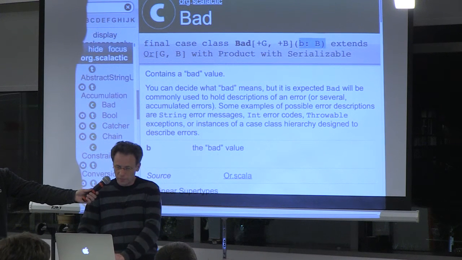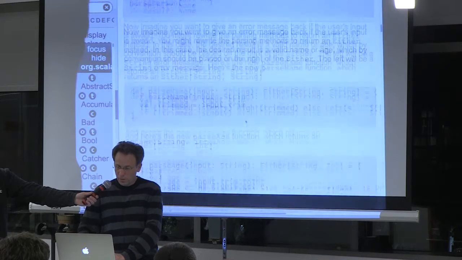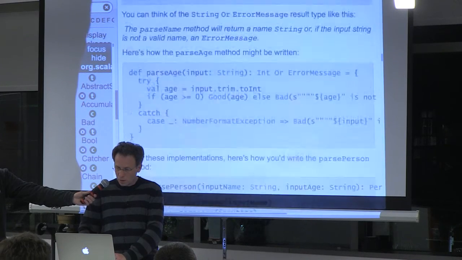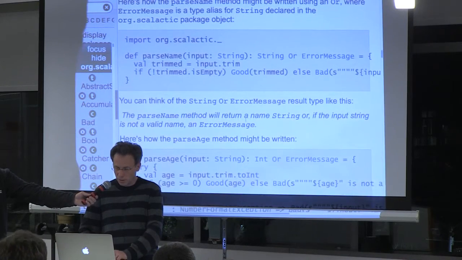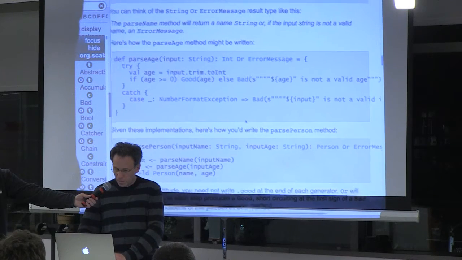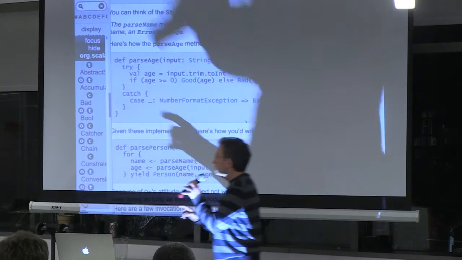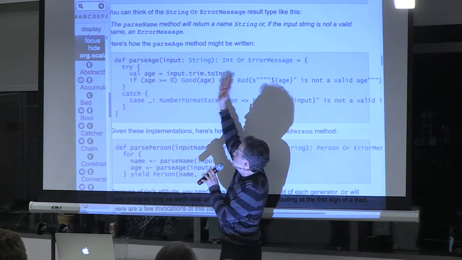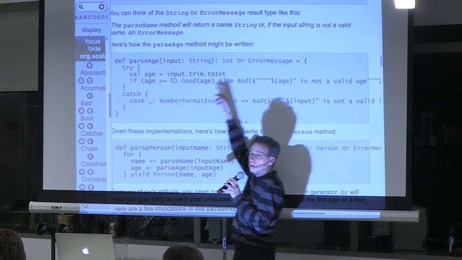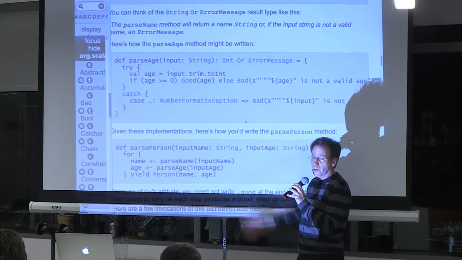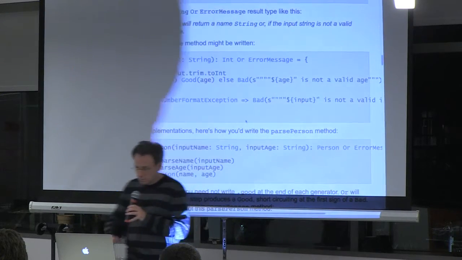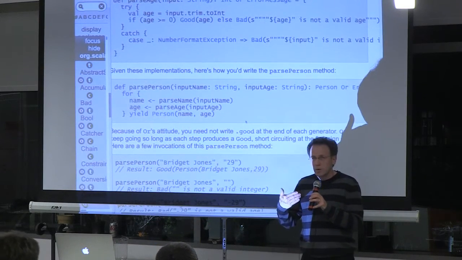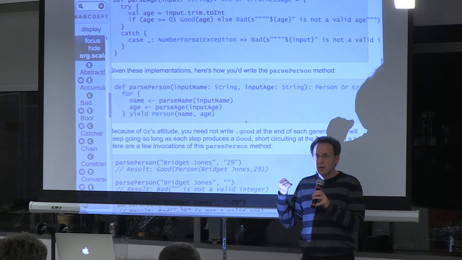So that's why in this method here, I return either good or bad. Let me see if I can find that again. Right here, let's make it a little bit smaller. This parse age method, if basically the age is greater than or equal to 0 and it's a valid int, then I return good age. Otherwise, I return bad some string because my bad type is error message. So that's basically how you can make a method return an error instead of throwing an exception with OR.